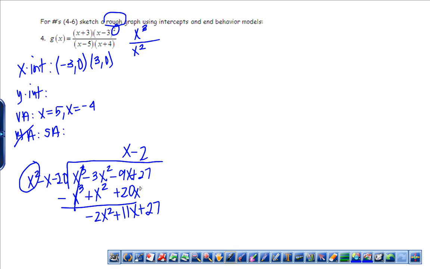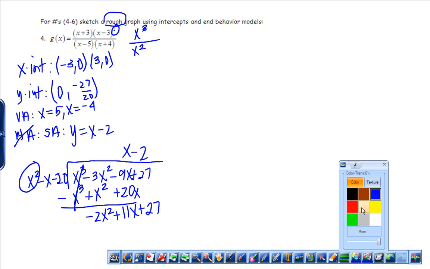Now remember, I'm going to stop because this is going to give me my slant right here. So y equals x minus 2. That's all I worry about. Okay, y-intercept is going to be 0 and a huge number. How about negative 27 over 20, since I already had that multiplied out?